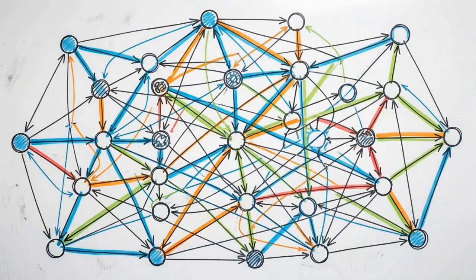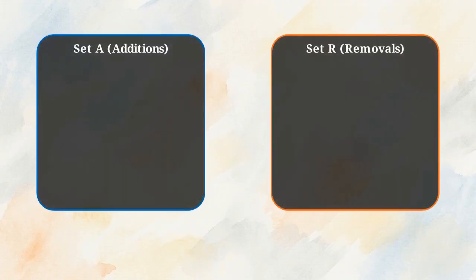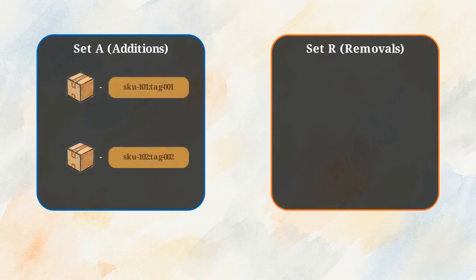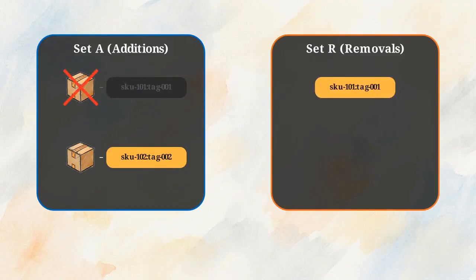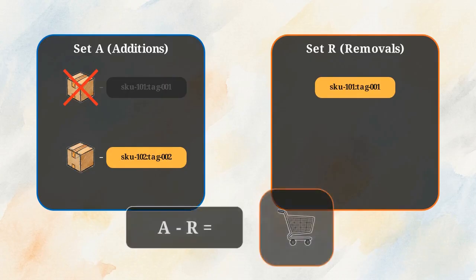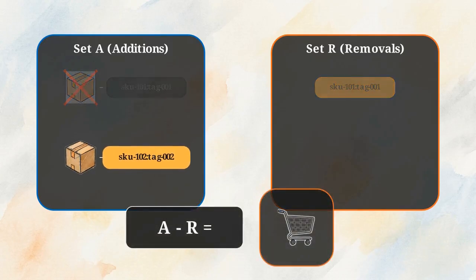lock the databases. Modeling the cart using a conflict-free replicated data type OR set solves this. Adding item E generates a unique tag T in set A, tracking specific intent. Removing it moves its tags to a removal set R. Subtracting removals from additions deterministically isolates active tags.